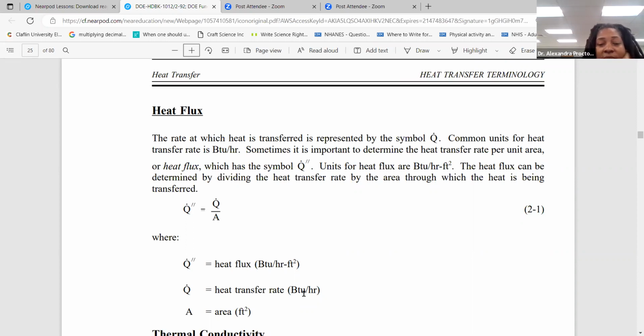And the heat flux can be determined by dividing the heat transfer rate by the area through which the heat is being transferred. And so the formula is q-double-dot, where heat flux is equal to Q-dot, heat transfer rate, divided by A, the area. So the first q is heat flux, that's in BTU per hour foot squared. The other Q on the other side of the equation is the heat transfer rate, and that is BTU per hour. Remember, a rate is anything divided by a unit of time. And then area is in foot squared.